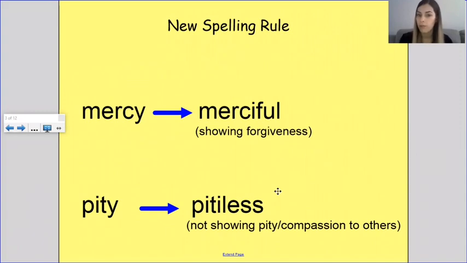Now, sometimes you need to make sure that the adjective makes sense. So we can change mercy into merciful because that means showing forgiveness. And we can change pity into pitiless because that means not showing pity. It means the opposite, or not showing compassion to others. Let's see if we can practice ourselves today.